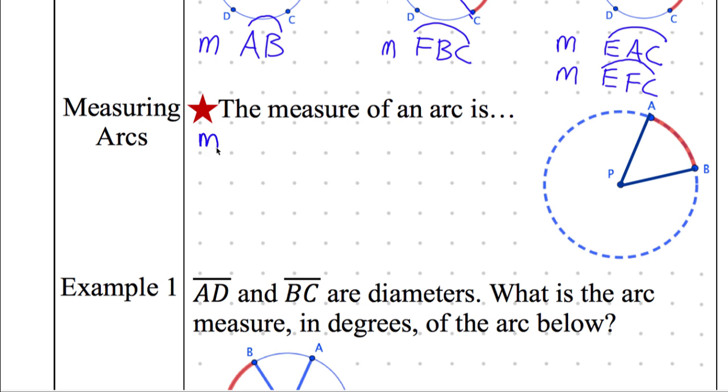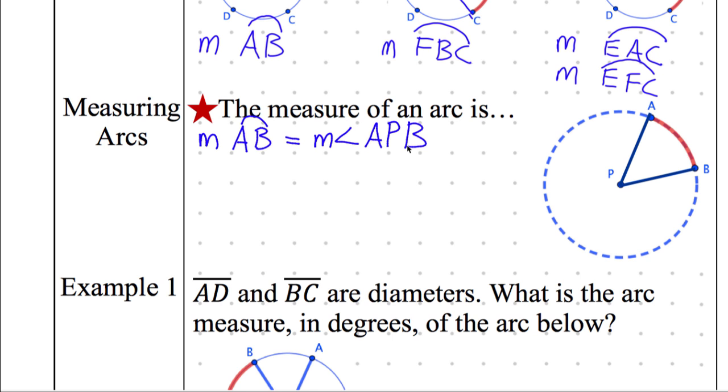So the measure of this arc AB, let's write this down. The measure of that arc AB is equal to the measure of the central angle, and I'm going to call that angle APB. The measure of angle APB. So if this angle right here was, I don't know, 20 degrees, then the measure of arc AB is 20 degrees.